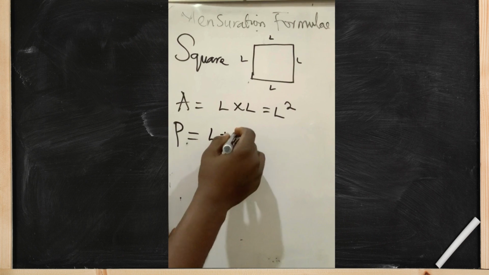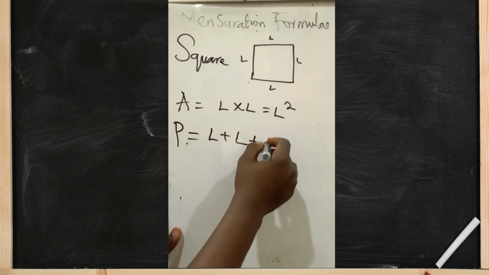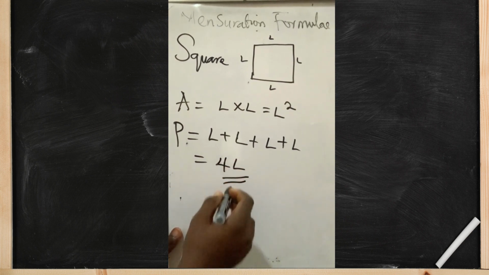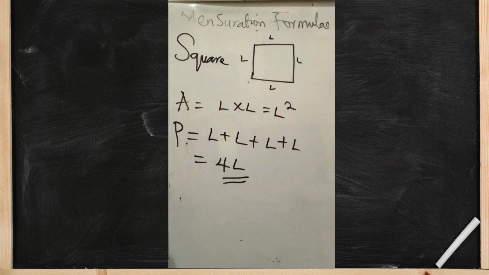So you are saying L plus L plus L plus L, and that is giving us 4L because perimeter is the sum of all sides. So the perimeter of a square is 4L and the area of a square is L squared. It's just as simple as that.